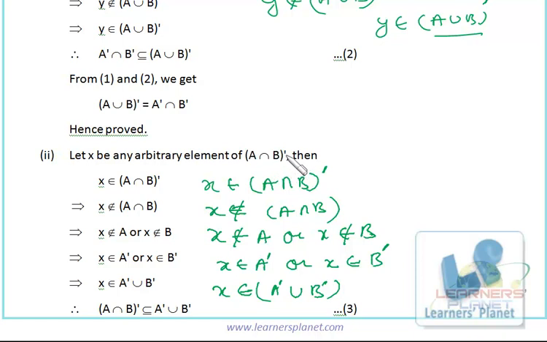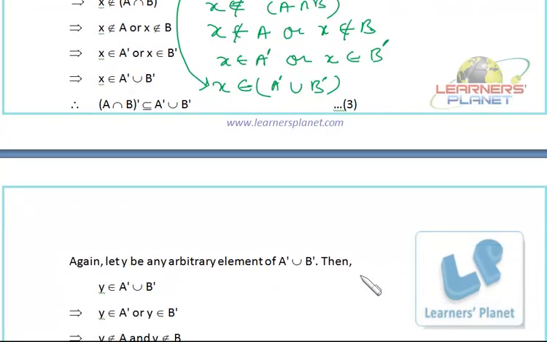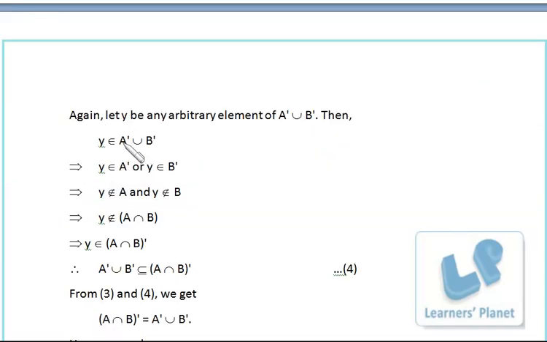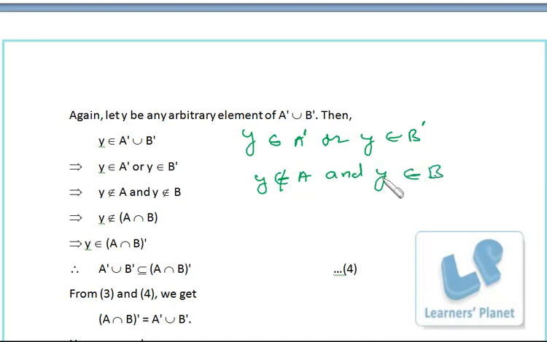So X belongs to A intersection B whole dash and X belongs to A dash union B dash. That means this is subset of this. Okay, that we have proved. Now we'll start from this side and we'll reach this side. So now I take an arbitrary element Y, and Y belongs to A dash union B dash, right? That means Y belongs to A dash or Y belongs to B dash, right? Union replaced by OR. So Y belongs to A dash, that means Y doesn't belong to A and Y doesn't belong to B.